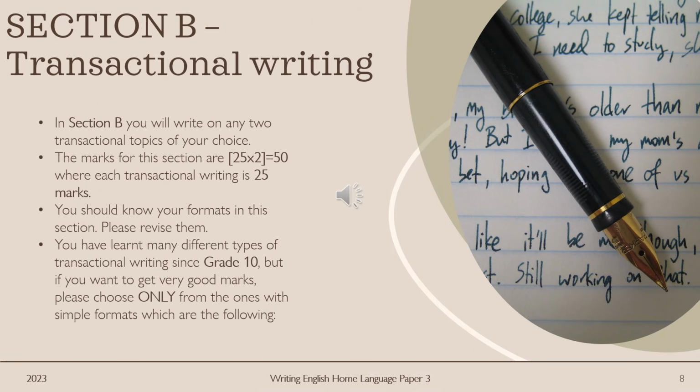Section B is your transactional writing question. You are going to choose any 2 transactional topics of your choice. The marks for this section are 25 per transactional writing piece, and then the total mark for this section is 50 because you are writing 2 of them. You should know your formats in this section. Please revise them. You have learned many different types of transactional writing since grade 10, but if you want to get very good marks, please choose only from the ones with simple formats, which are the following.